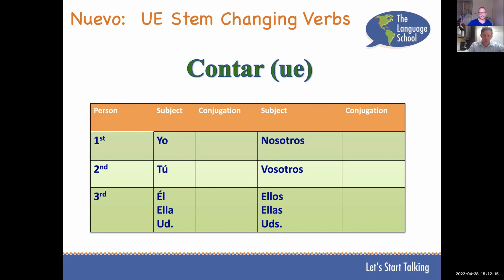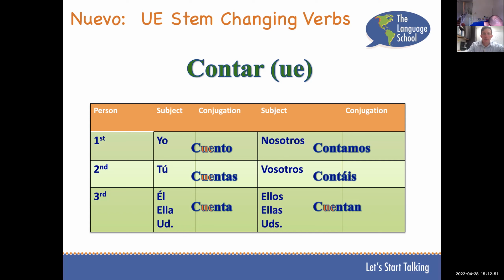Okay, vamos con contar. Contar is, okay, so that's the to tell, so yo cuento, tú cuentas, él cuenta, ella cuenta, usted cuenta, nosotros contamos. Cantamos would be we sing. Contamos, which is we tell a story. Contamos, and then ellos cuentan, ellas cuentan, ustedes cuentan. Okay, muy bien.